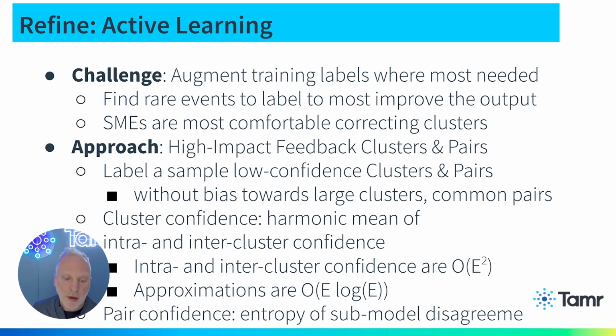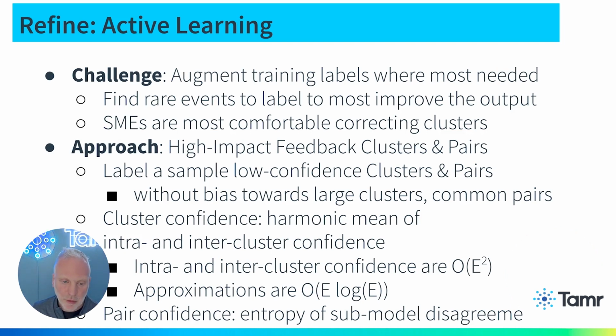Naively, intra-cluster confidence and intercluster confidence are order of E squared. That's the number of edges in the cluster, or the number of edges between a cluster and other clusters, which can be huge. There are nice approximations that are E log E, where we're looking at just the edges that have been produced by pair generation and just the edges that are anchored in that cluster.